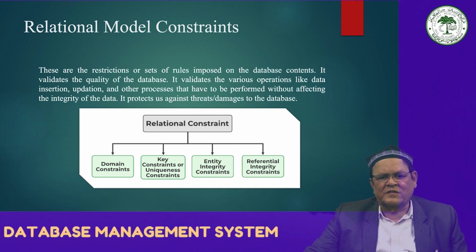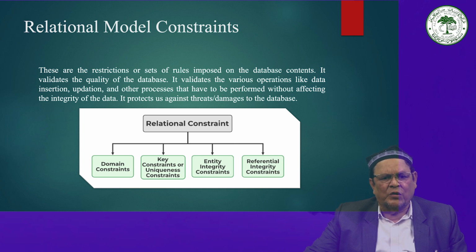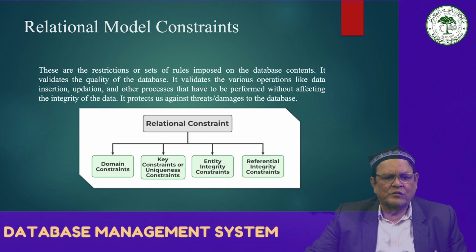Primary key constraints enforce uniqueness of each row in a table, while foreign key constraints maintain the referential integrity between the related tables. Unique constraints ensure that the values in a column or combination of columns are unique, and check constraints enforce a specific condition on the data value.